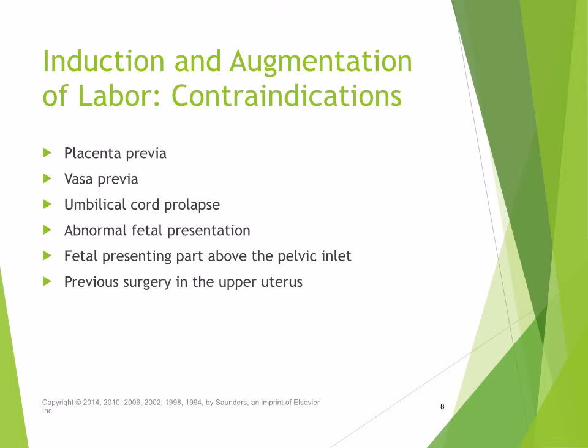Contraindications for induction and augmentation, we really want to think about blood flow again. So placenta previa, vasa previa, umbilical cord prolapse, those are all issues with circulation of oxygen and blood supply to the baby. So those would be reasons we do not want to induce a patient.